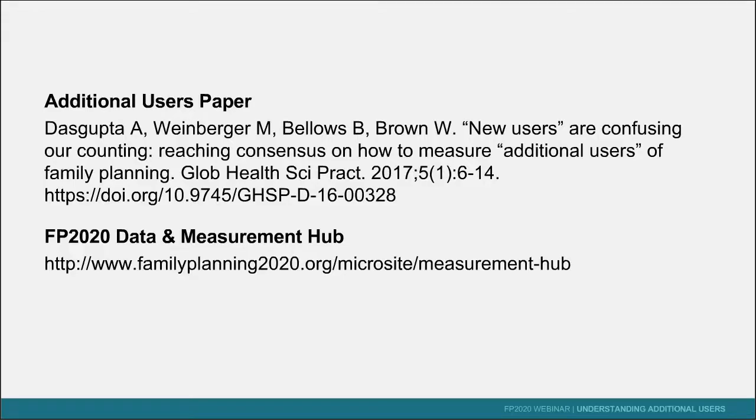So improving measurement and data understanding is a part of the FP 2020 measurement agenda. It's carried out jointly by the FP 2020 Secretariat along with the Performance Monitoring and Evidence Working Group, the Track 20 project at Avenir Health, and the many data partners who we work with. We encourage you to join our efforts on the measurement agenda and to work with us to continue to measure progress towards the FP 2020 goal.